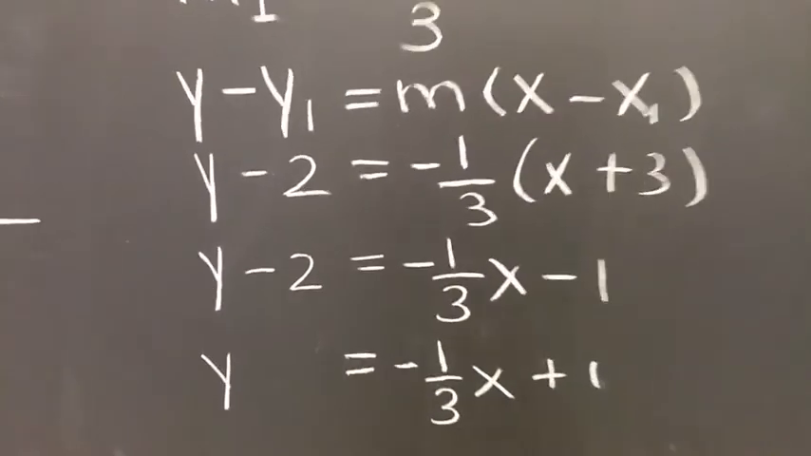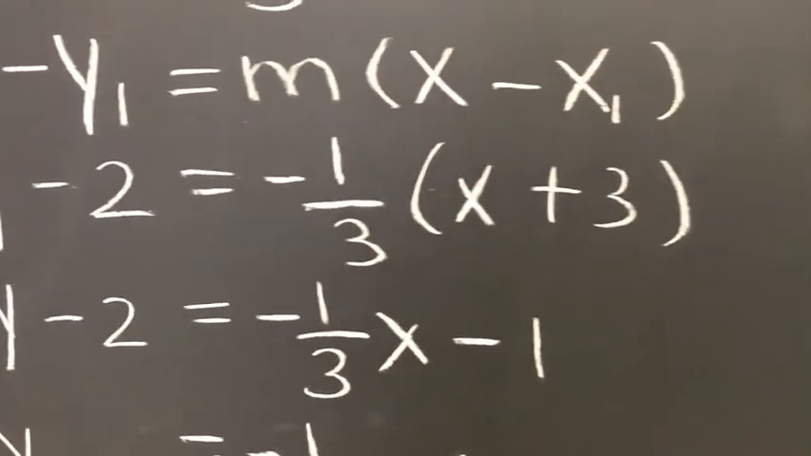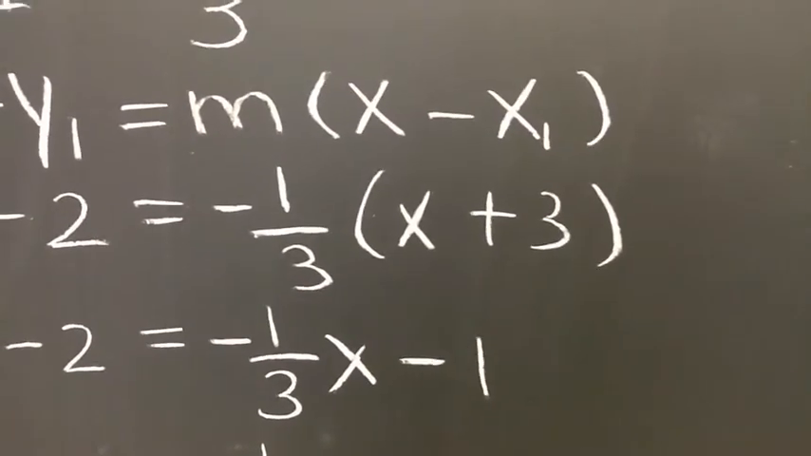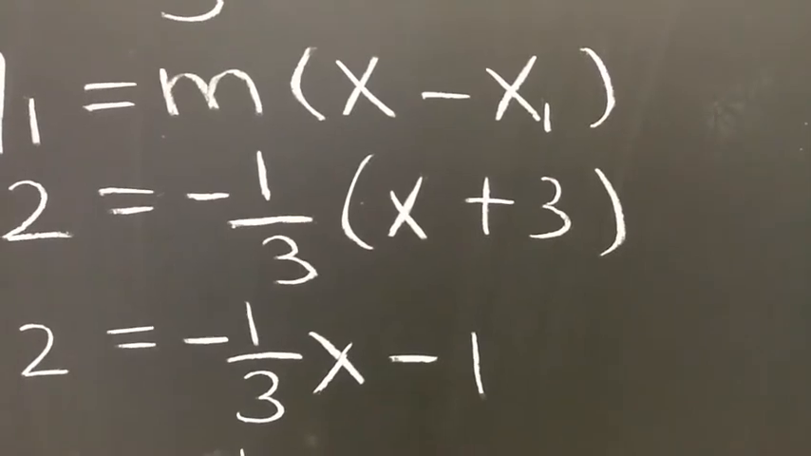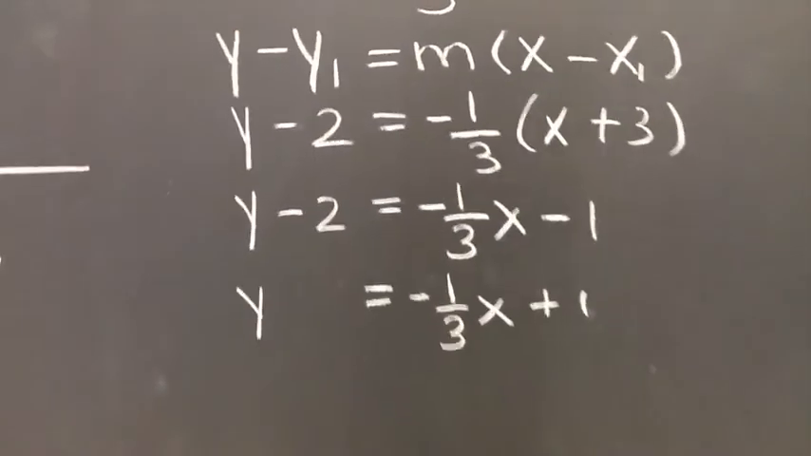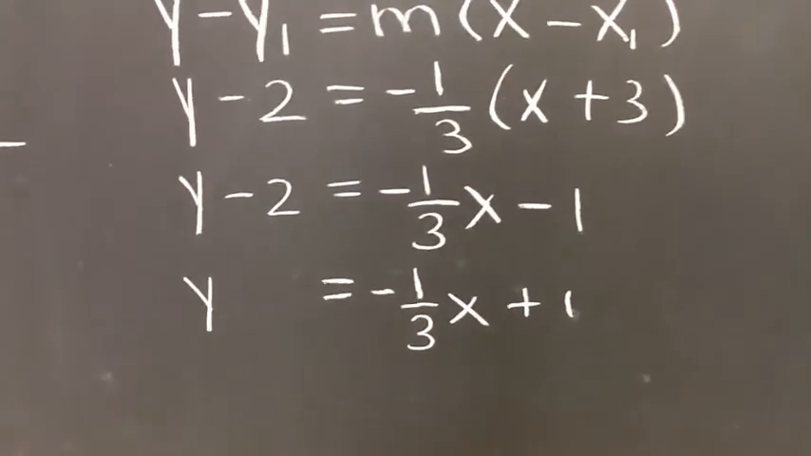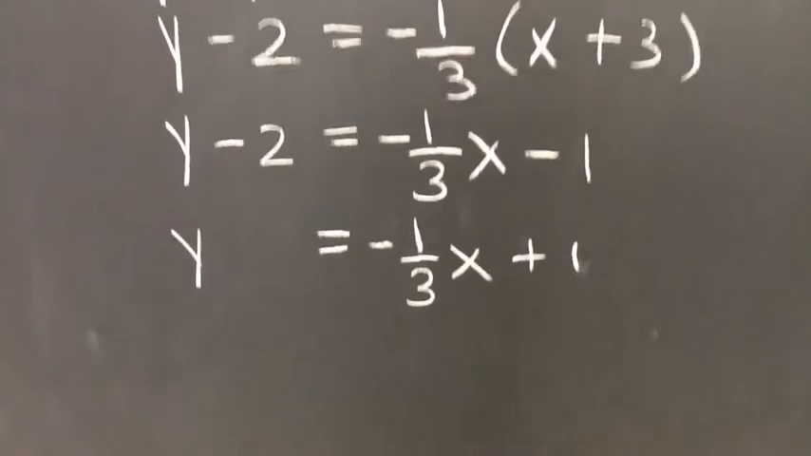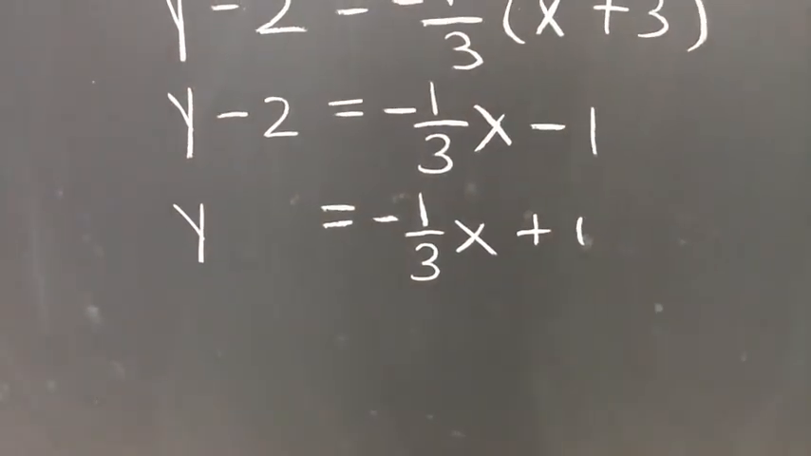This becomes y minus 2 equals negative 1/3 times x minus negative 3, but we get a double negative, so it becomes x plus 3. Distribute the negative 1/3. We now have y minus 2 equals negative 1/3 x minus 1. Add 2 to both sides, and we now have the perpendicular equation: y equals negative 1/3 x plus 1.